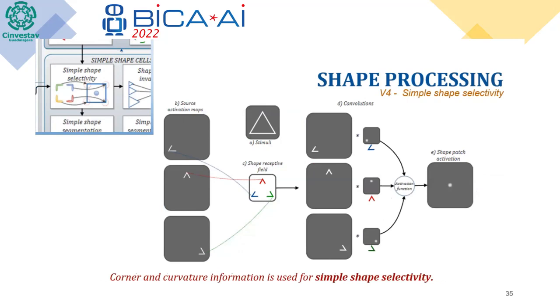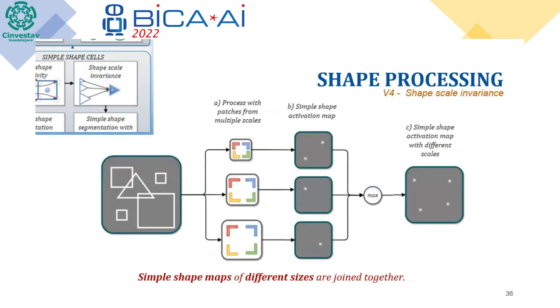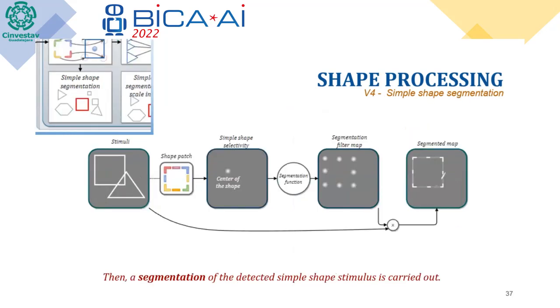And then for obtaining the simple shape selectivity, we use the corner and the curvature information, where we convey these maps. And also there is an operation very similar to a multiplication, where we obtain the activations when these patterns are matching. And also we obtain the scale invariance, where we have different simple shape maps of different size, and they are joined together.